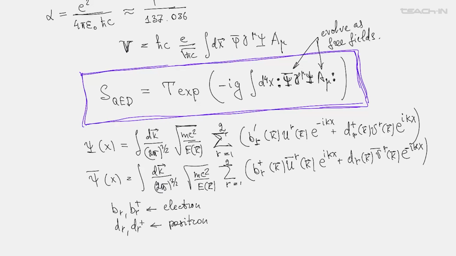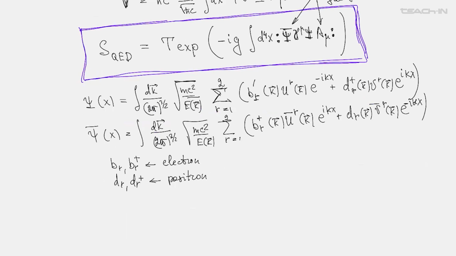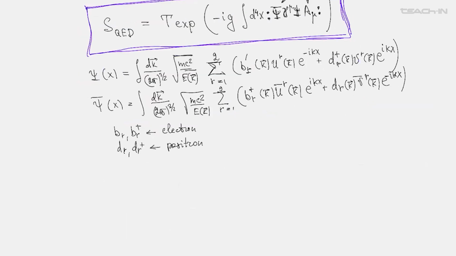We also know that these operators satisfy Fermi statistics, and therefore they are quantized with the help of anticommutators. The anticommutator of b_r of k with b_s dagger of k prime, the same as the anticommutator of d_r of k with d_s dagger of k prime, is delta_rs, delta function of k minus k prime.